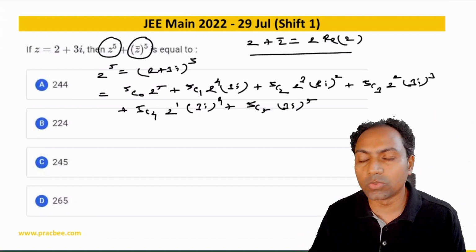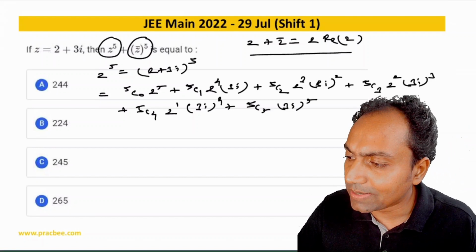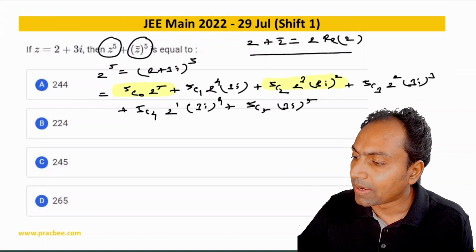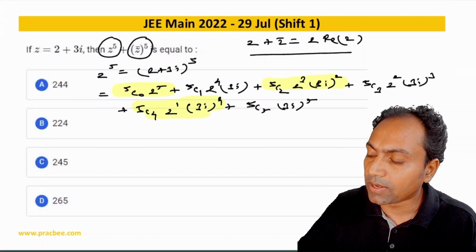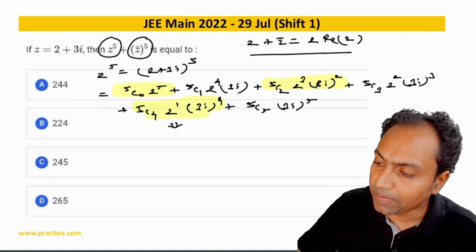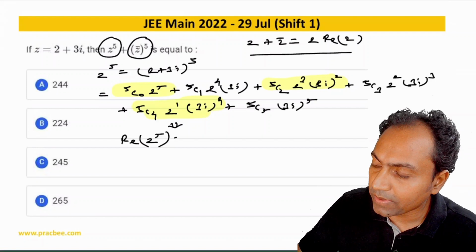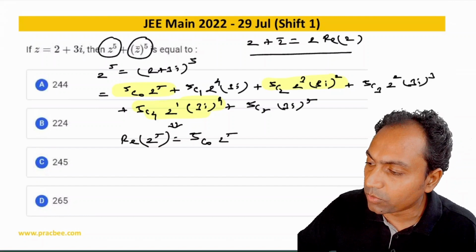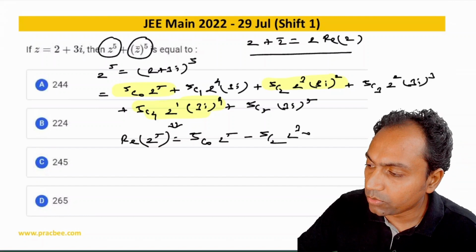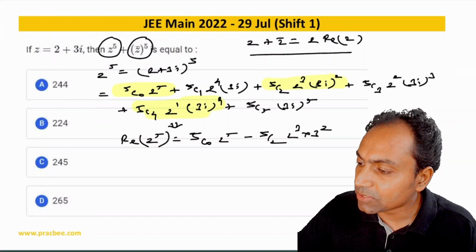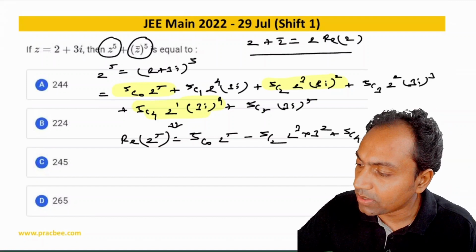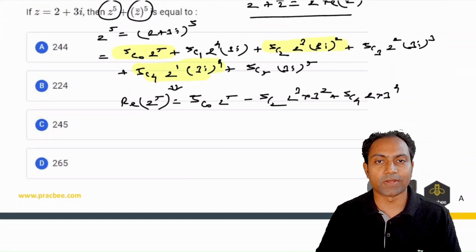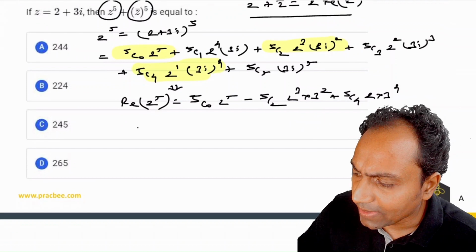Now once you have this, you can just focus on those parts which are real in nature. So this will be real, this would be real, and this would be real, and the rest of them will contribute to the imaginary part. So the real part of z raised to the power 5 is nothing but 5c0 into 2 raised to the power 5. This i squared we can put as a minus sign, so minus 5c2 into 2 cube into 3 square. And the last part is nothing but 5c4 into 2 into 3 raised to the power 4. Okay, so this is what we have got so far. Now all we need to do is calculate this value and double it to get the answer.